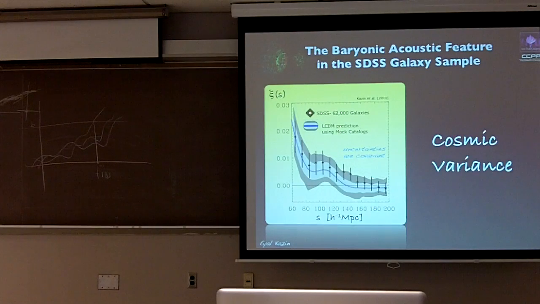So I mentioned a few times cosmic variance, and those are these gray bands that you're looking at. They're 1 and 2 sigma uncertainties due to the fact that even though we have a really huge chunk of the universe, it's still not large enough to make precision measurements such as these.